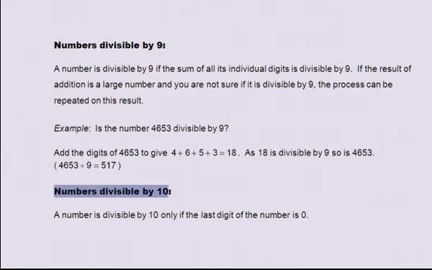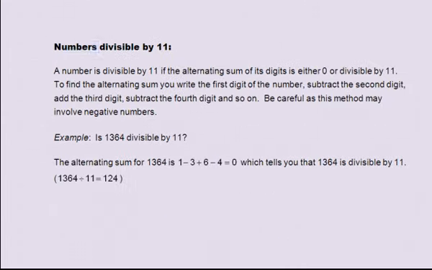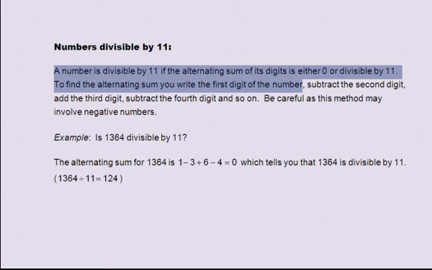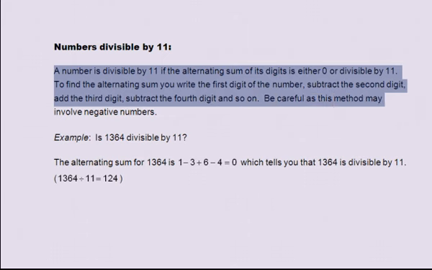Numbers divisible by 10. A number is divisible by 10 only if the last digit of the number is 0. Numbers divisible by 11. A number is divisible by 11 if the alternating sum of its digits is either 0 or divisible by 11. To find the alternating sum, you write the first digit of the number, subtract the second digit, add the third digit, subtract the fourth digit, and so on. Be careful, as this method may involve negative numbers.